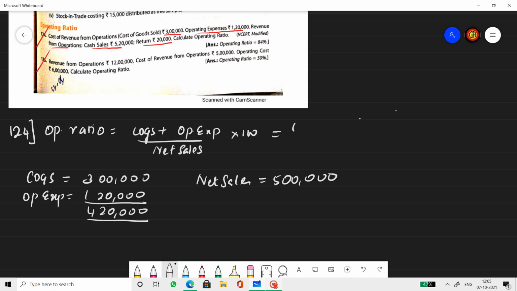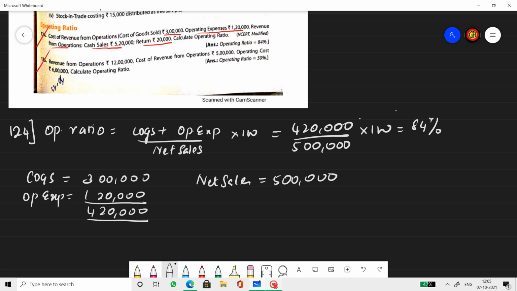Hence, this will be 4,20,000 by 5 lakh into 100. So this way we get it as 42 divided by 50 into 100, which is 84%. Okay, so that's 124 for you all.